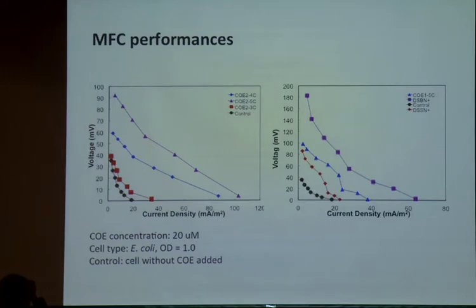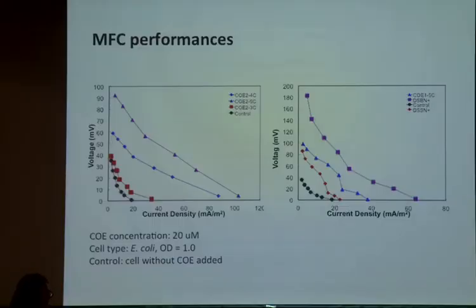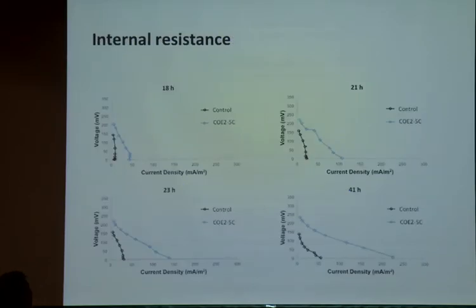So when we plot the polarization curve of this, we see that this is COE2 series. If we calculate the slope of the linear region, we see the internal resistance has been decreased, about 20 to 30%. However, it's not very obvious for the COE1 series, and most of them were very close to the control or sometimes a little bit higher. So we can see that the COE structure makes some difference in the MFC performance, but it's not clear for now.